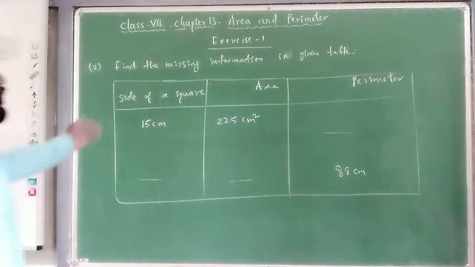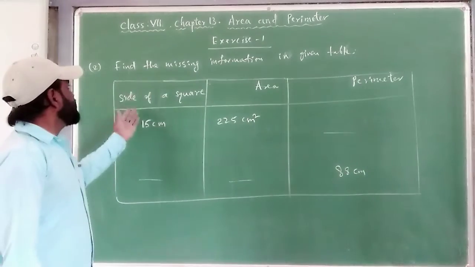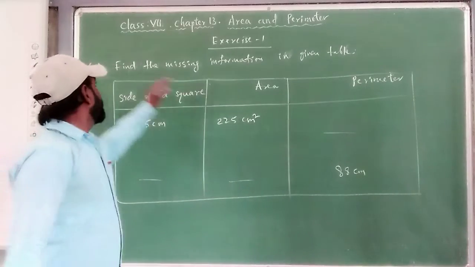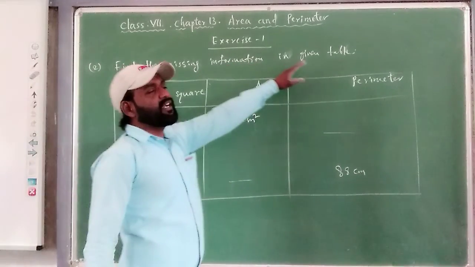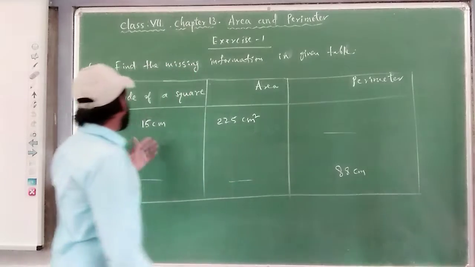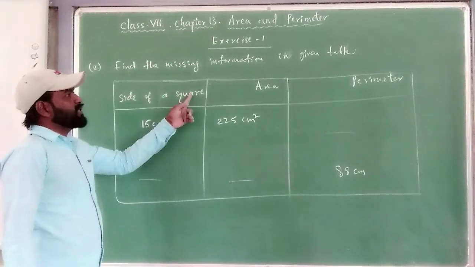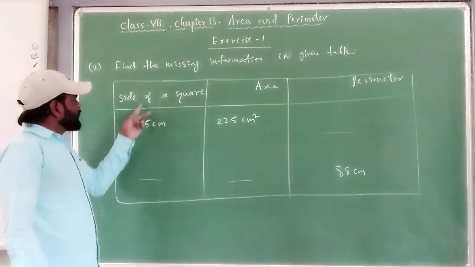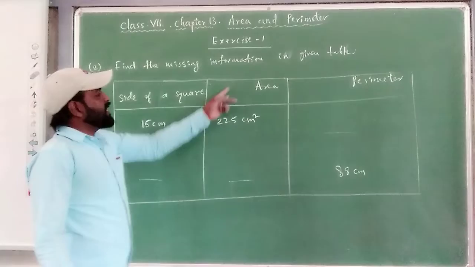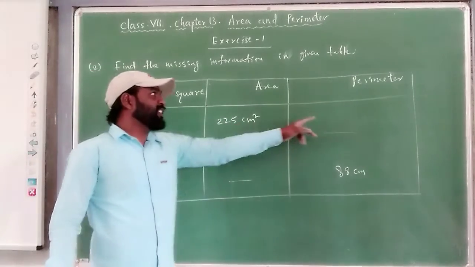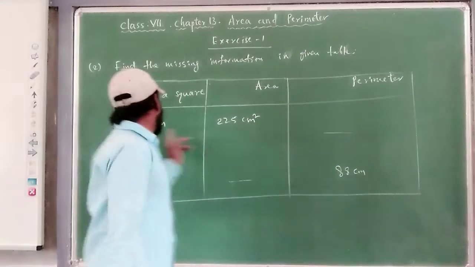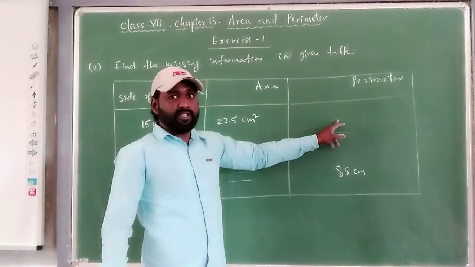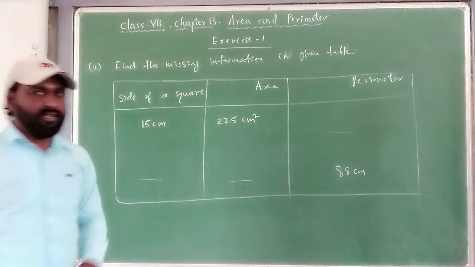See question number 2. Once again, one more table is given. In this table, some information is already there and some information is missing. Find the missing information in the given table. What is given? Side of a square, area and perimeter. In the first one, side of the square is 15 cm, and area is also given, 225. We have to find the perimeter of the square whose side is 15 centimeters.